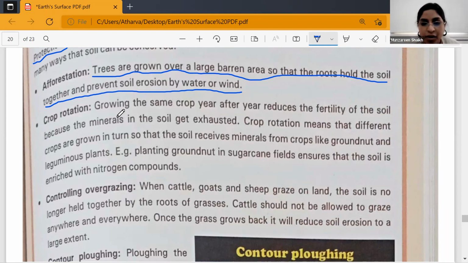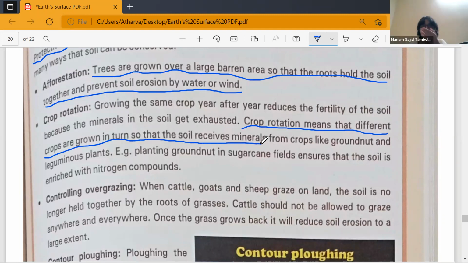Crop rotation. What do we mean by crop rotation? It means growing different crops in turn so that the soil receives minerals. Please underline. We all know that because of bad farming practices, if you grow the same crop throughout the year, the soil fertility will be reduced. Underline that also. Growing the same crop every year, underline this, the minerals in the soil get exhausted.